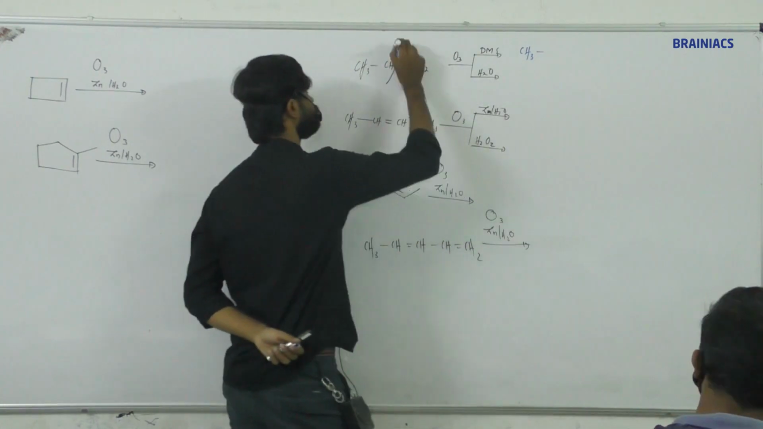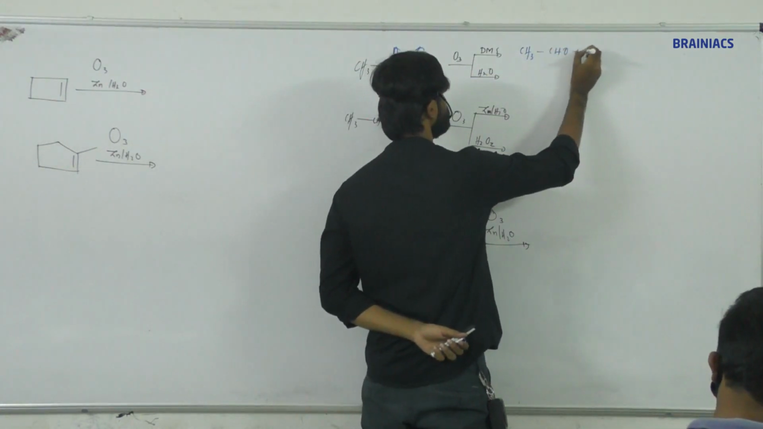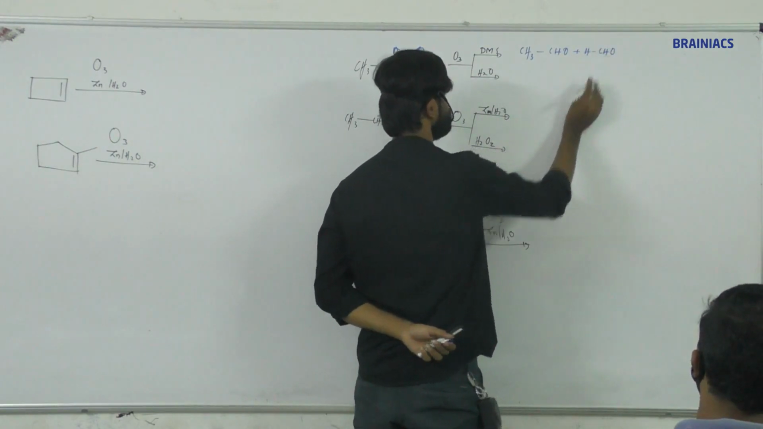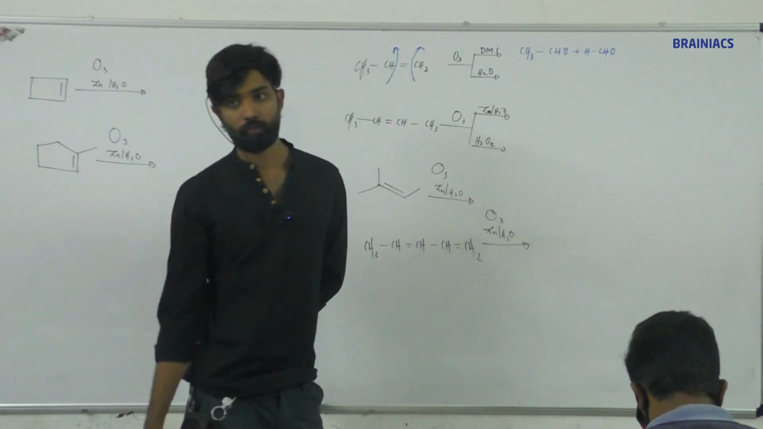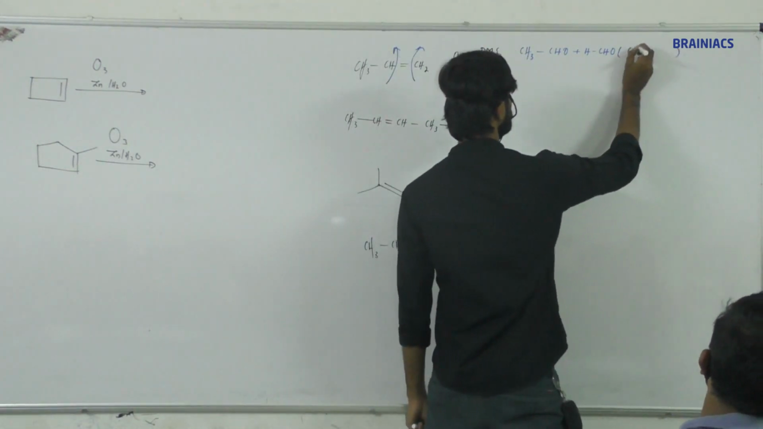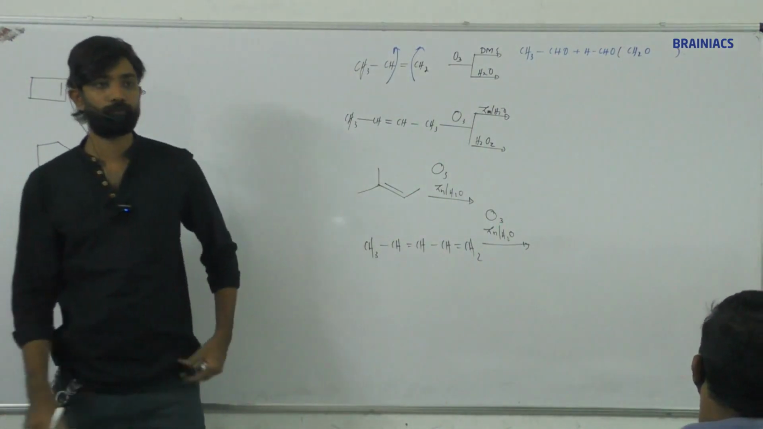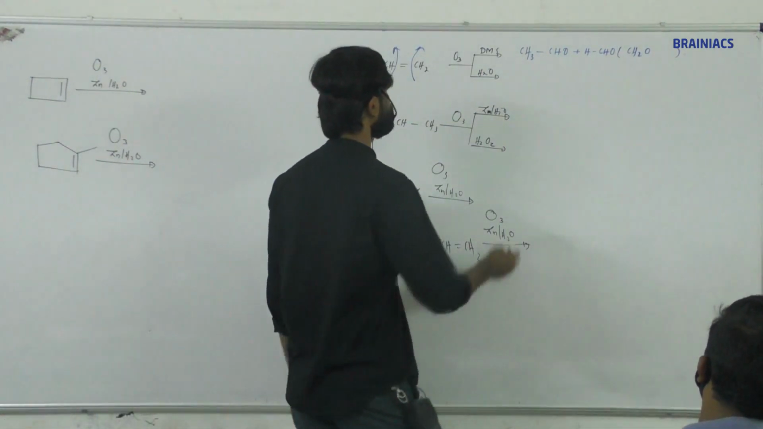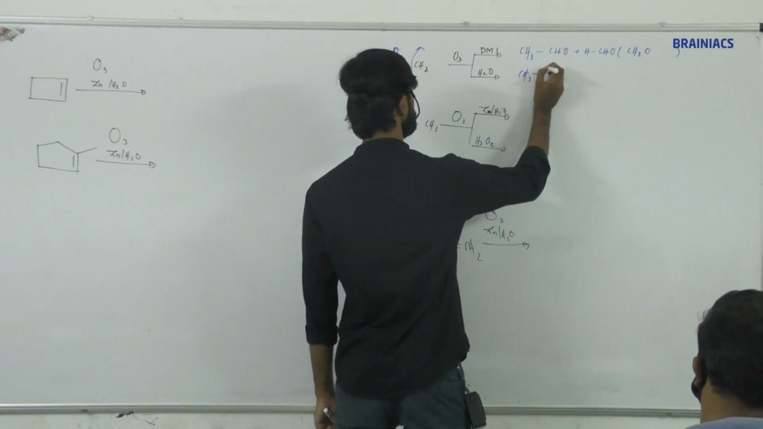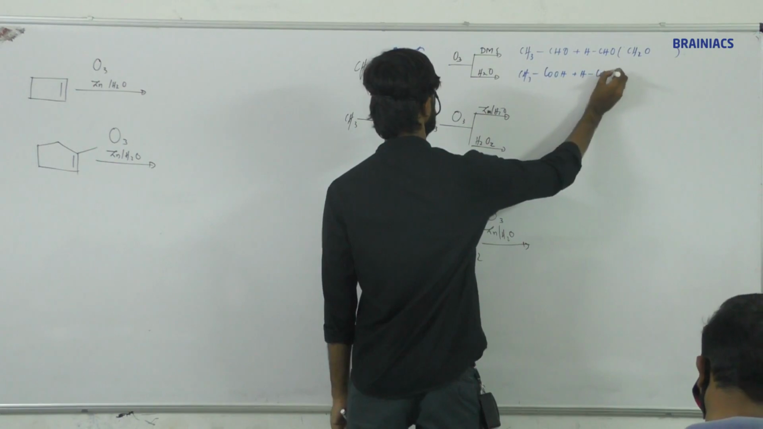Bonds, right? This is cleaved. CH3CHO plus CH2O. CH2O means formaldehyde, HCHO. Okay. The second one is CH3COH plus HCOH.